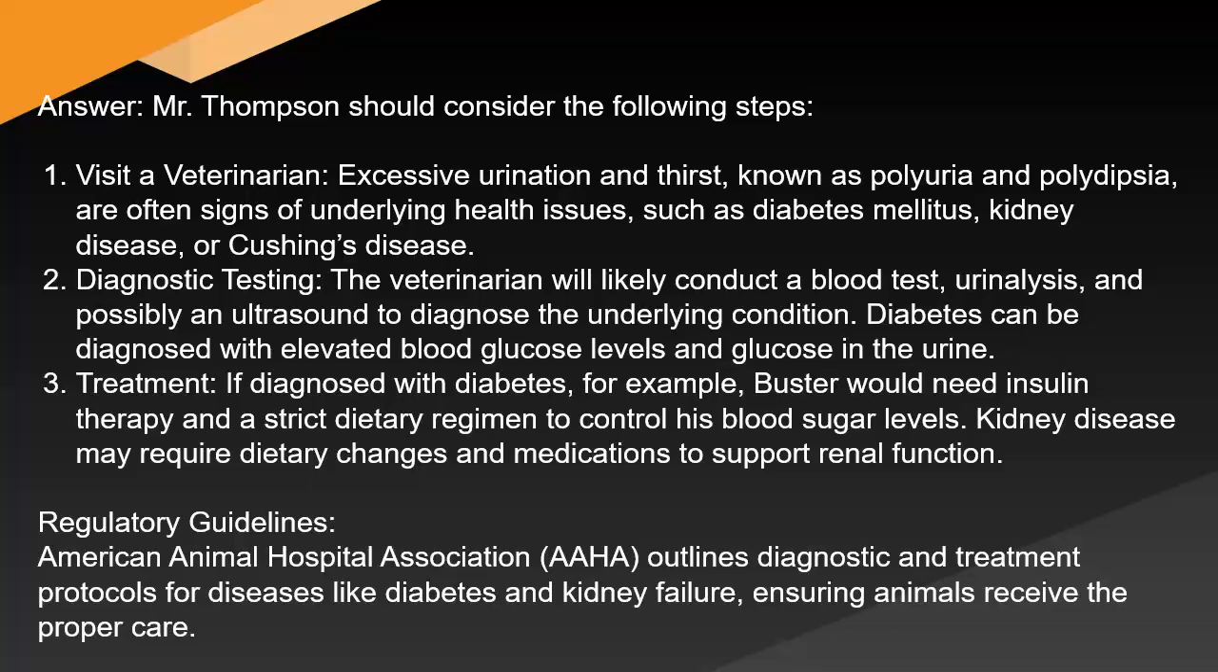Diagnostic testing. The veterinarian will likely conduct a blood test, urinalysis, and possibly an ultrasound to diagnose the underlying condition. Diabetes can be diagnosed with elevated blood glucose levels and glucose in the urine. Treatment. If diagnosed with diabetes, for example, Buster would need insulin therapy and a strict dietary regimen to control his blood sugar levels. Kidney disease may require dietary changes and medications to support renal function. Regulatory guidelines. American Animal Hospital Association (AHA) outlines diagnostic and treatment protocols for diseases like diabetes and kidney failure, ensuring animals receive the proper care.